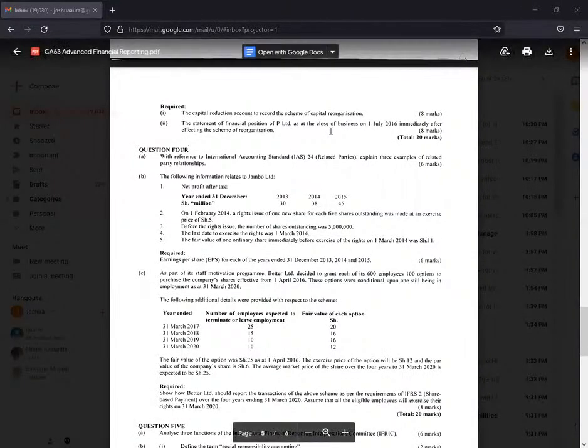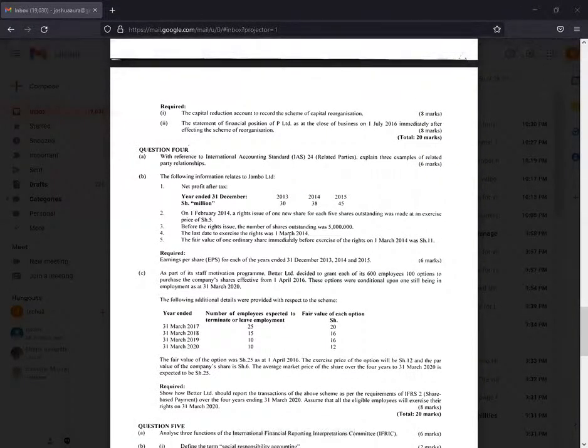So ladies and gentlemen, please let me project my question here. Here we are. If you look at this, we have the reportable net profit after tax: 2013 is 30, 2014 is 38, and lastly 2015 is 45. Now, does this question make any mention of the profit attributable to non-controlling interest? Do we have non-controlling interest really here?